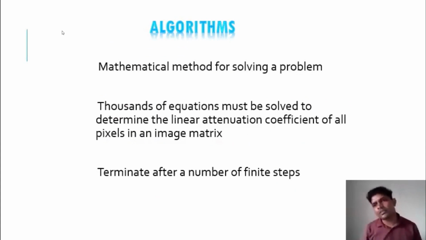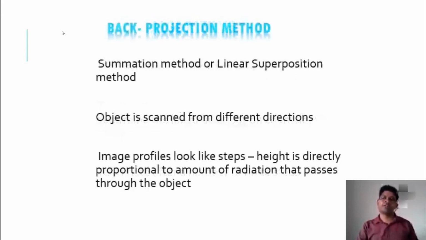I say algorithms, where I told you already, this is a mathematical method for solving a problem where thousands of equations must be solved to determine the linear attenuation coefficient of all pixels in an image matrix. So what are the different algorithms? Like the back projection method, which is a summation method or linear superpositioning method.